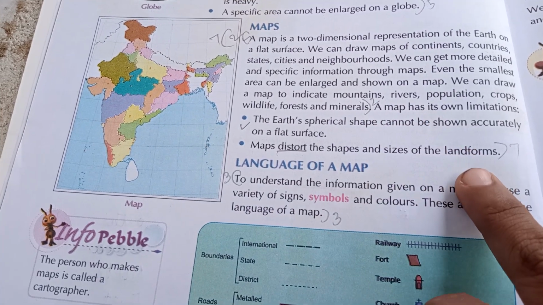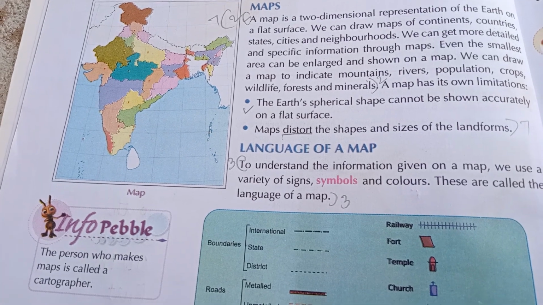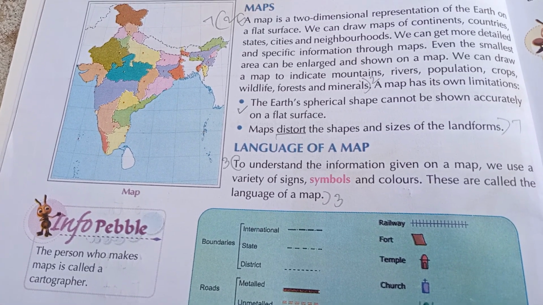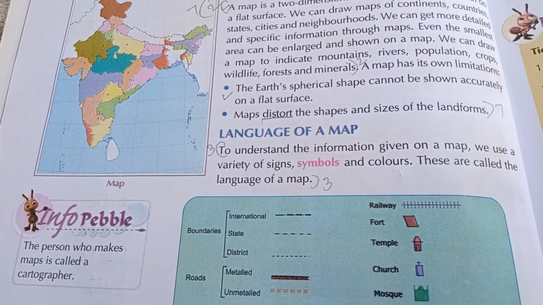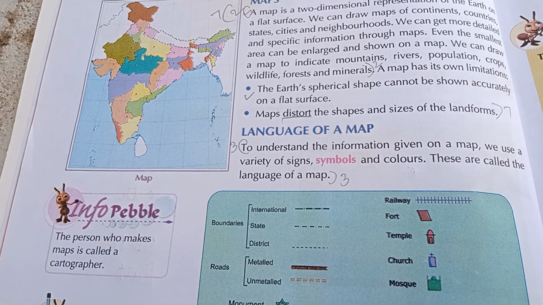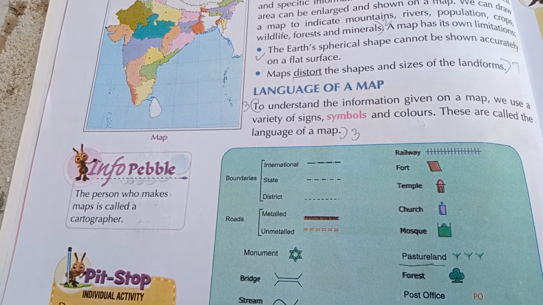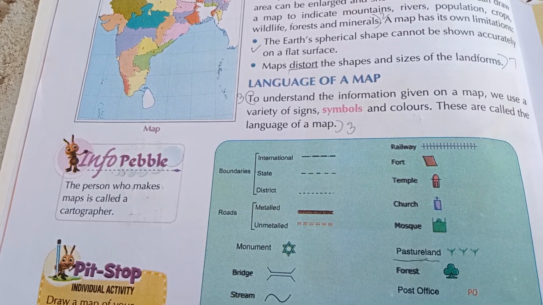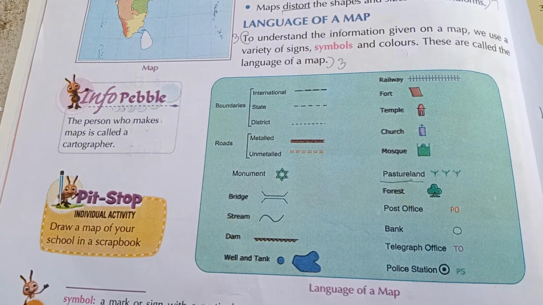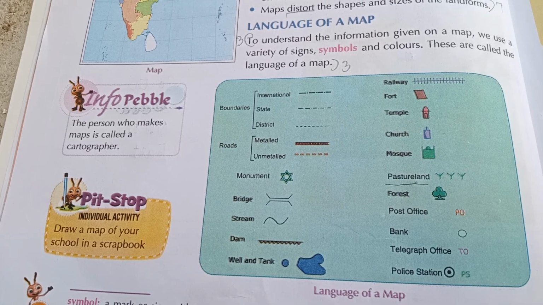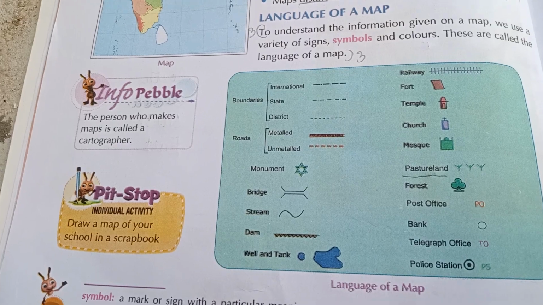A map has its own limitations. The earth's spherical shape cannot be shown accurately on a flat surface. Maps distort the shapes and size of the landforms. Next, we are going to see the language of maps. To understand the information given on a map, we use a variety of signs, symbols and colors. These are called the language of maps. You have to go through your book. Let us move to the atlas.